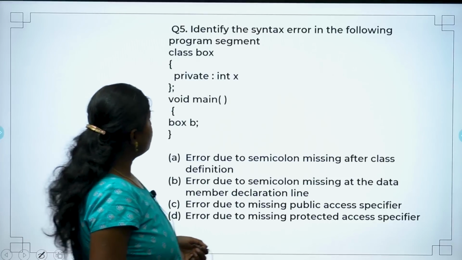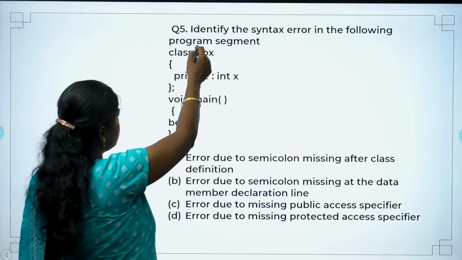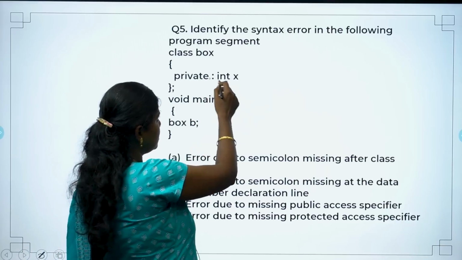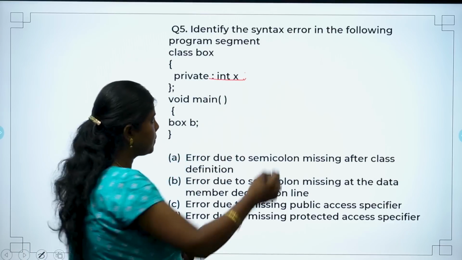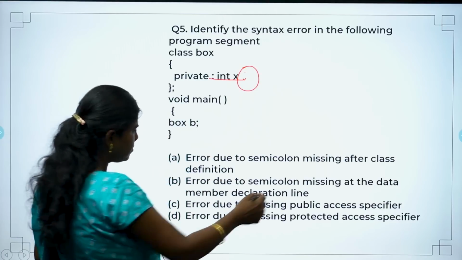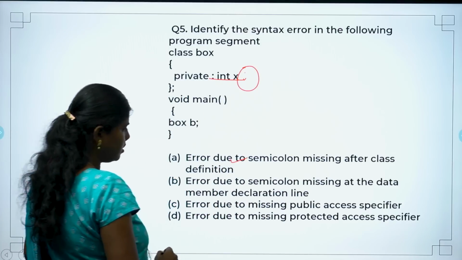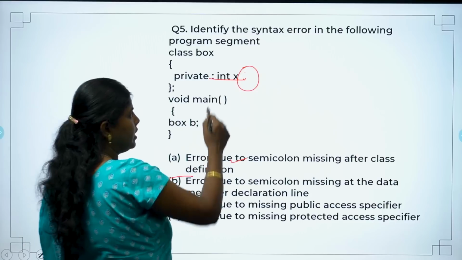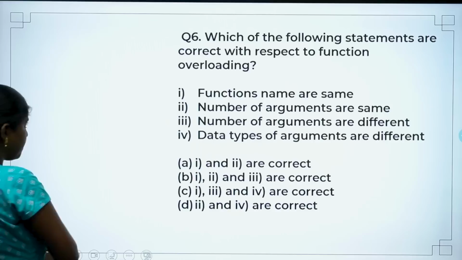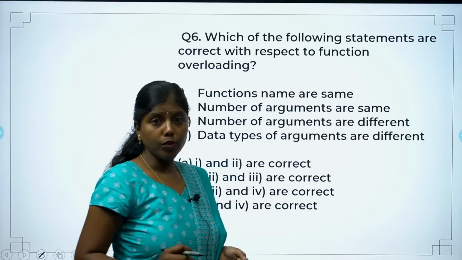Question 5, identify the syntax error in the following program segment. So we have a class definition here called box, and we have a main function with box B. You can just see here there is an int x and the semicolon is missing. Semicolon is missing right after the declaration of the variable. So we'll just look at the errors. After the class definition, it is there. Error due to semicolon missing at the data member declaration line. Data member declaration only, the semicolon is missing. So the answer is B.